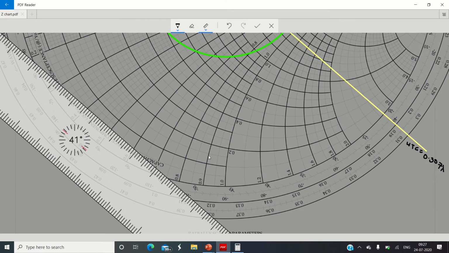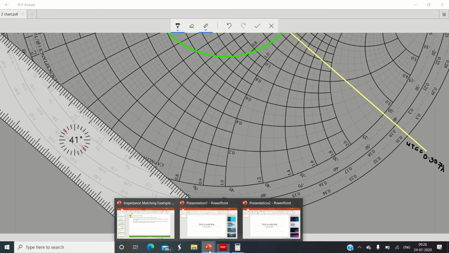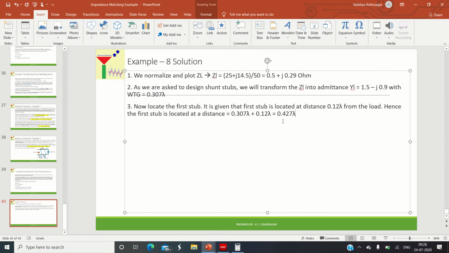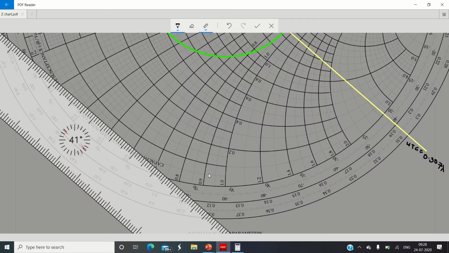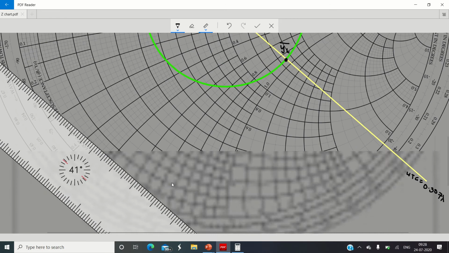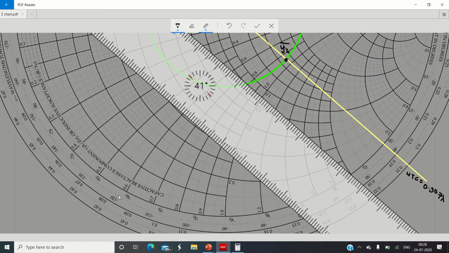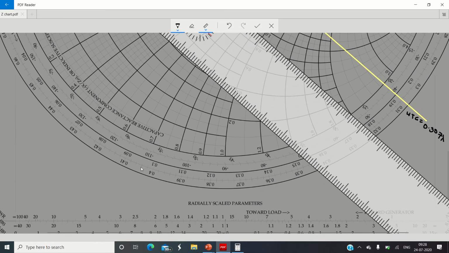So here what we do is we will locate directly that particular point which is located at 0.427 lambda. You need to first locate where it is located, 0.427. So it is 0.41 over here. If you visualize 0.42 and 0.43, here is 0.428 somewhere here.